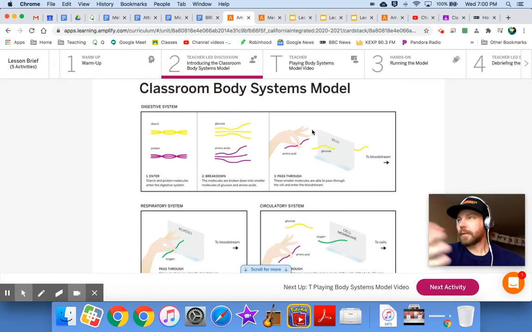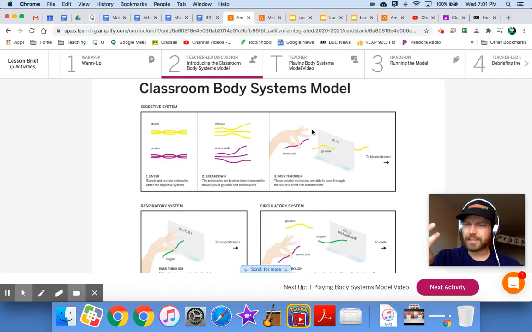Because, okay, I need glucose. I'm going to eat a sandwich, and I'm going to get some glucose from that sandwich. But how does that glucose actually get to my cells? I have cells in my foot that need that glucose, right? How does that work? I ate this sandwich, it went into my stomach.